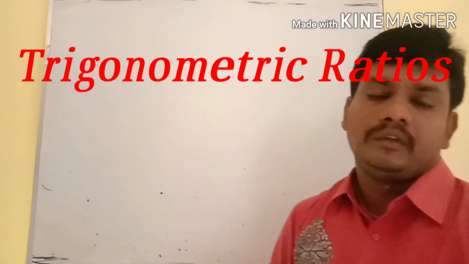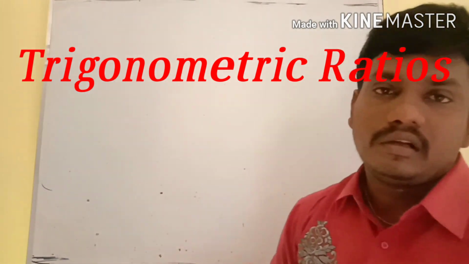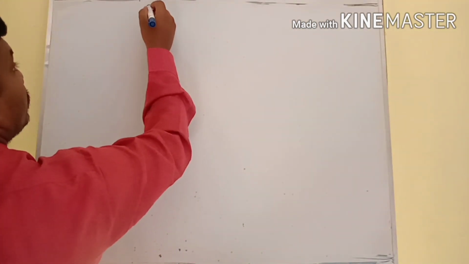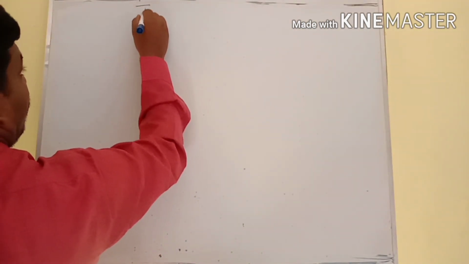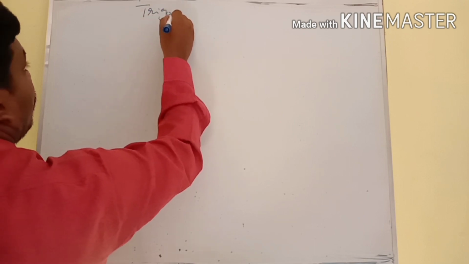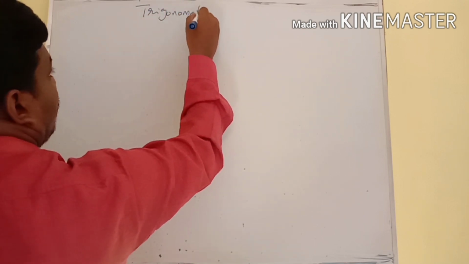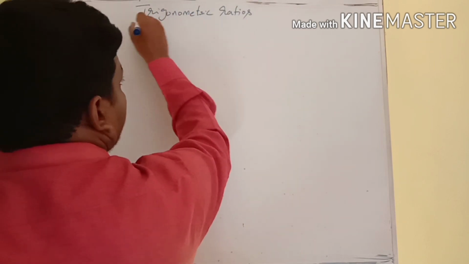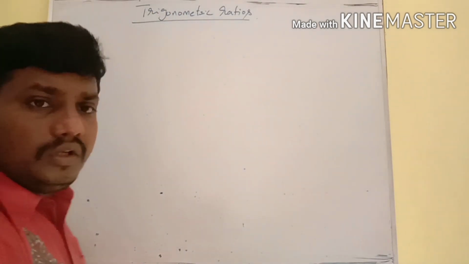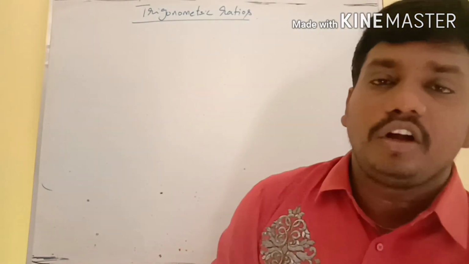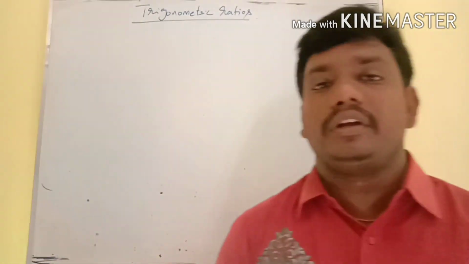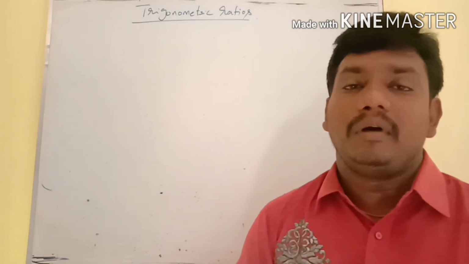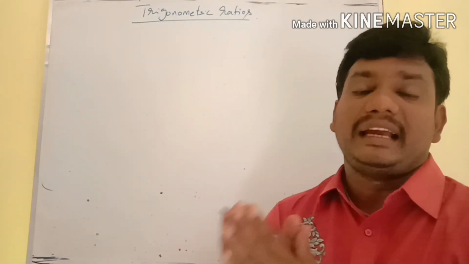Hi students. So now we are going to discuss trigonometric ratios. There are six trigonometric ratios. Each trigonometric ratio is defined by the ratio of sides.